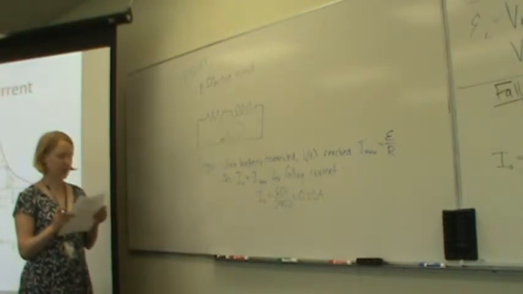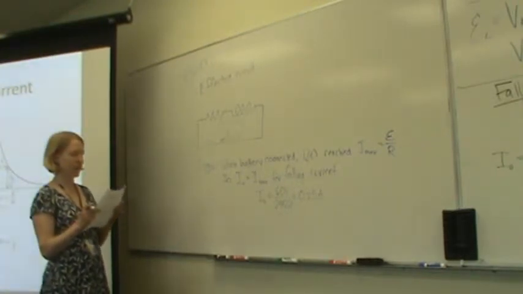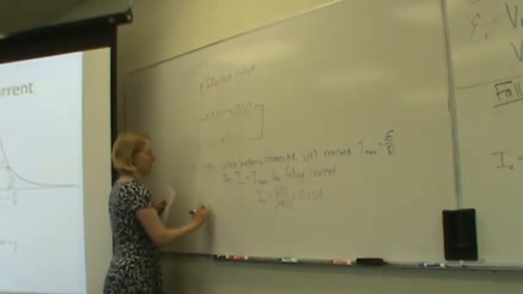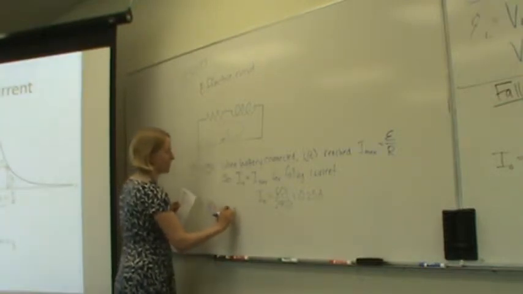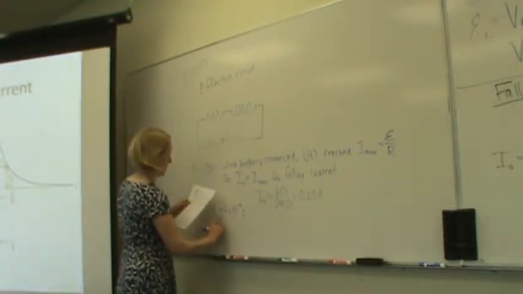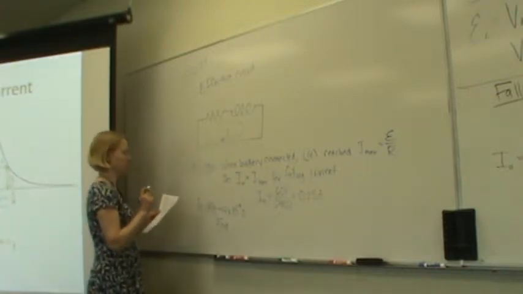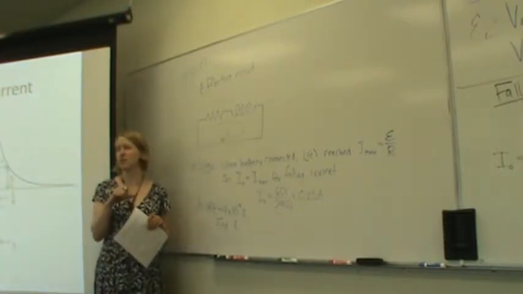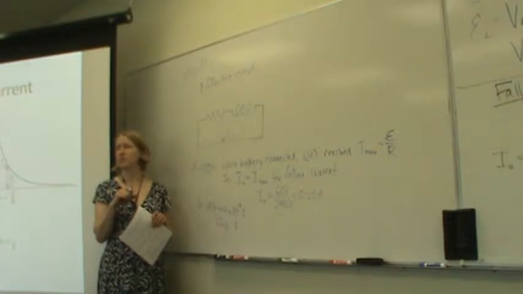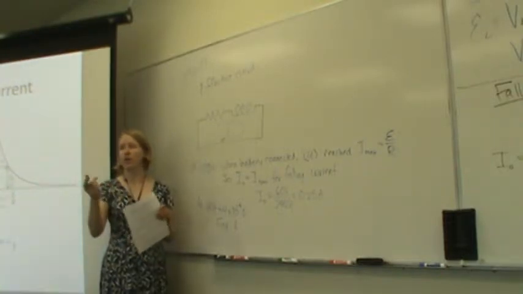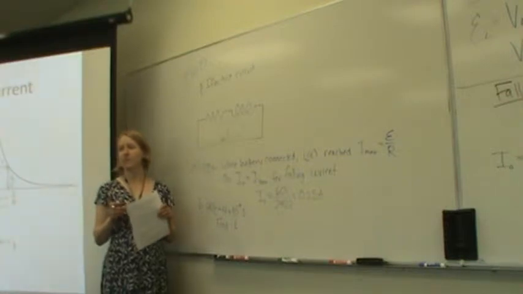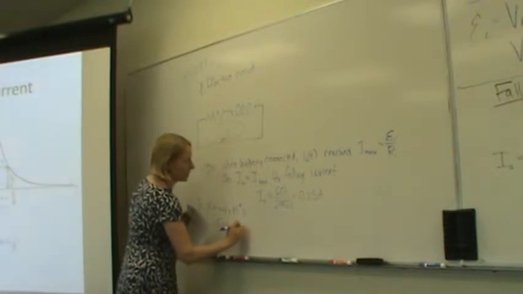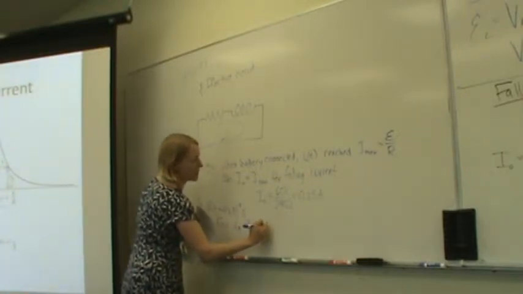B, what is the current in the resistor at time equals 4 times 10 to the minus 4 seconds? Does it matter whether we're talking about the current in the resistor or in the inductor? No, because it's a single loop, the current's the same in all devices. So find I sub R, which equals I sub L.